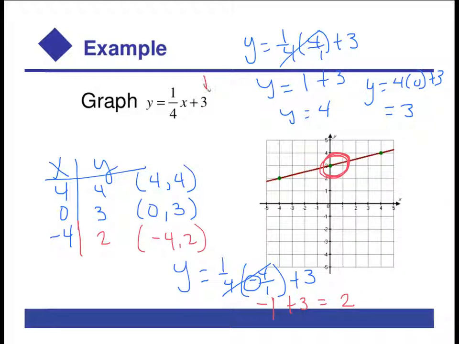And did you notice that this was really not a coincidence that this is a 3 when it's written in y equals mx plus b form? We can tell where it's supposed to cross the y-axis. So we're going to talk about that more later on.